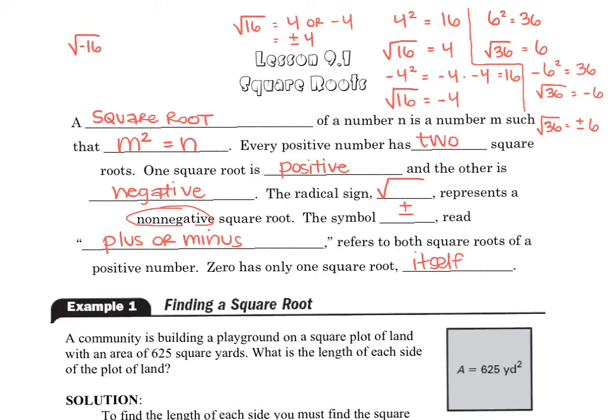And so this does not exist in our real number system. That would be what's called actually an imaginary number, which we're not going to get to in detail. But what you need to understand right now is that you cannot take the square root of a negative number. That does not exist. All right, so let's move forward and start using some of these square roots.